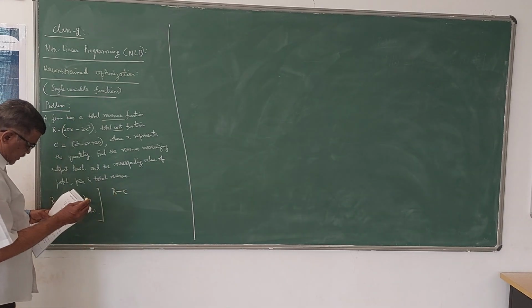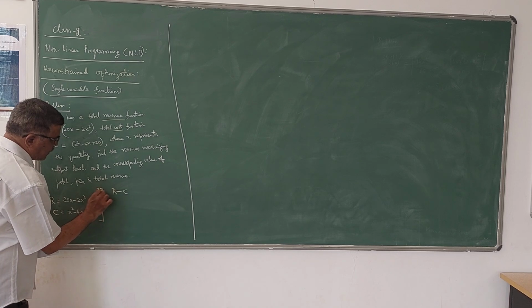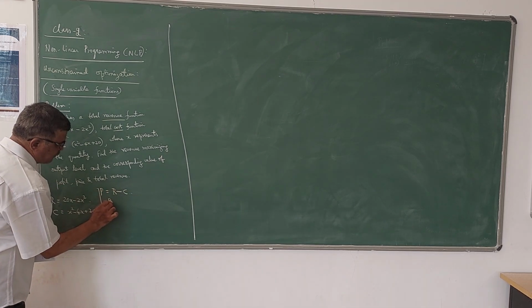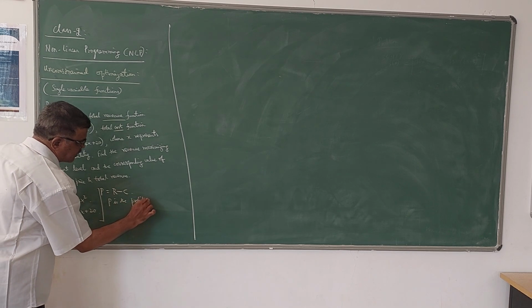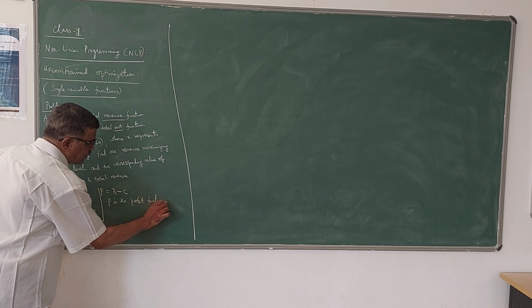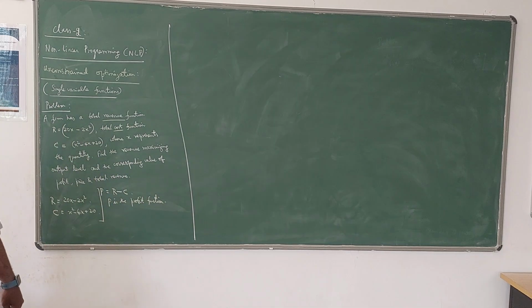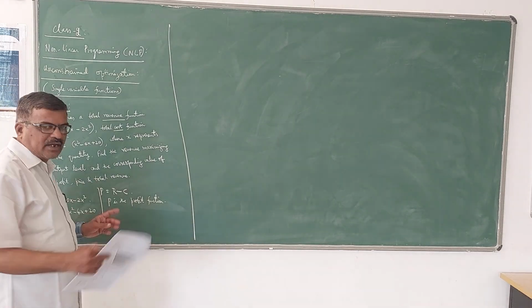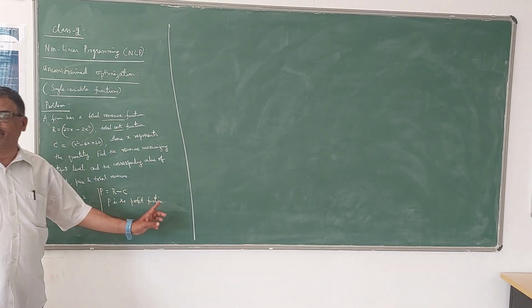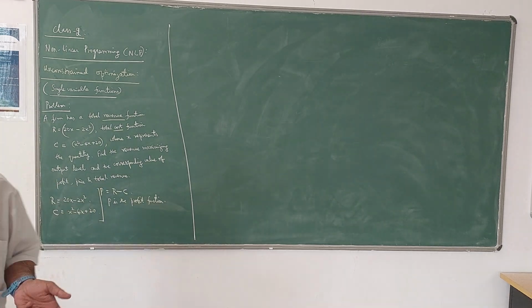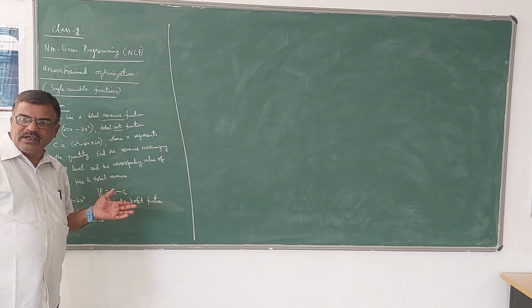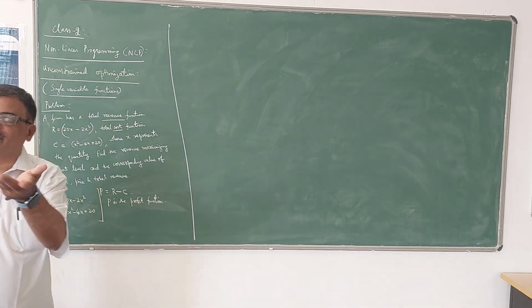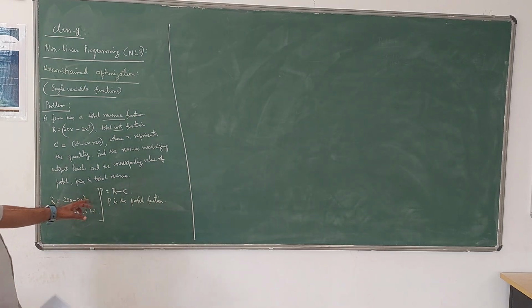So the profit function, I will call P. So P is the profit function. Profit is given by revenue minus expenditure, revenue minus cost. Revenue is whatever you have earned, the selling price you can say. Selling price minus cost price is your profit. So if the selling price is more than the cost price, then it is profit. If the selling price is less than the cost price, then it is loss.